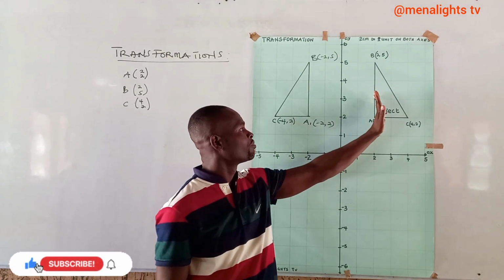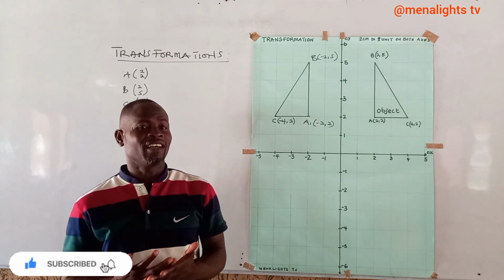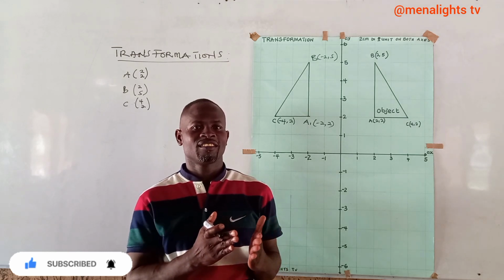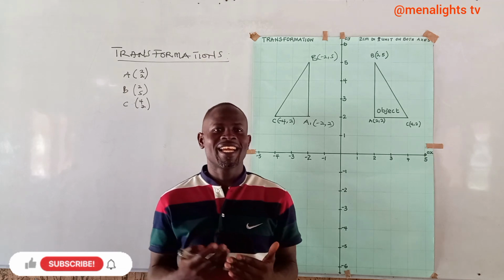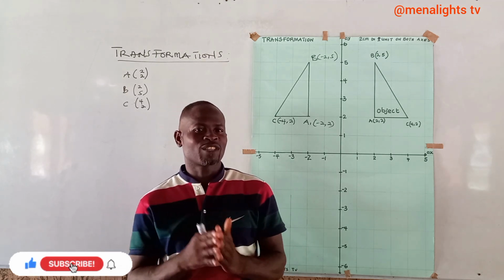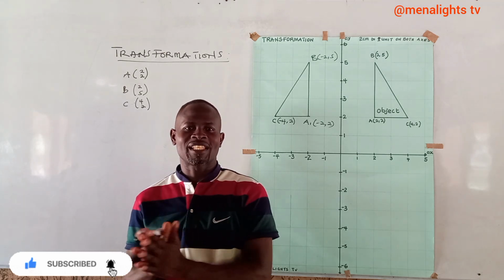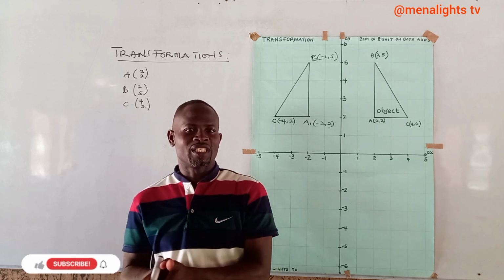I'm going to translate this point by a given vector. Translation is about sliding. So we slide to the top, we slide to the bottom. When you are asked to translate a point, you need to add the vector to the point to get the image. The vector plus the point will give you the image that you desire.